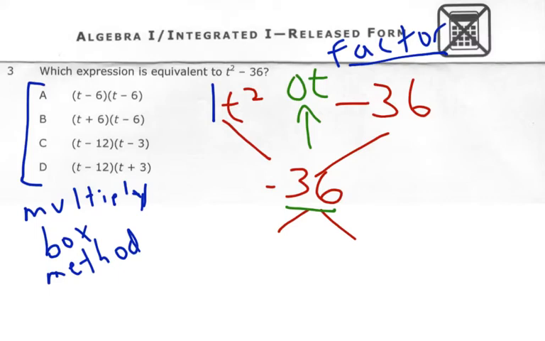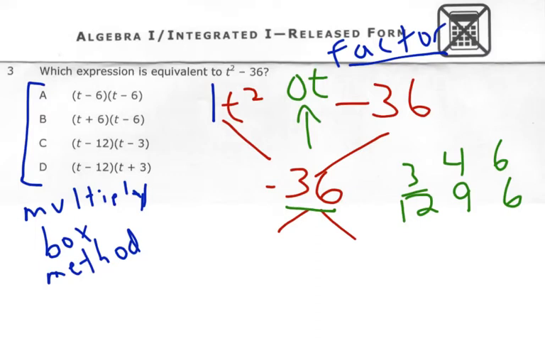So we're going to list out the factors of 36. And I'm thinking, we have 4 times 9, we have 6 times 6, we have 3 and 12, and obviously 1 and 36. Let's see if any of those are going to work for us.